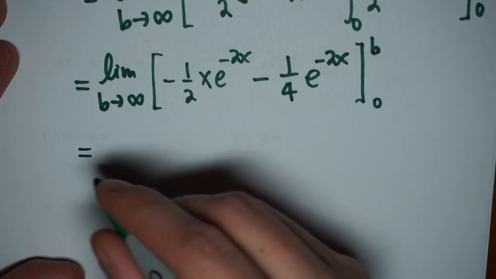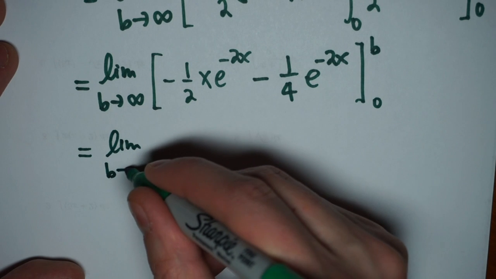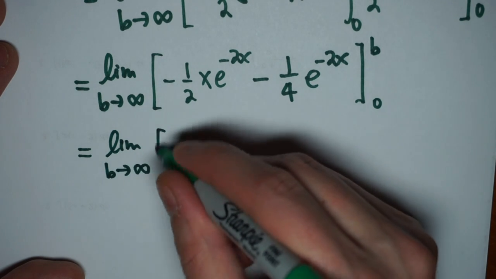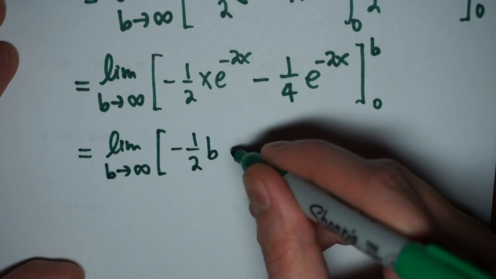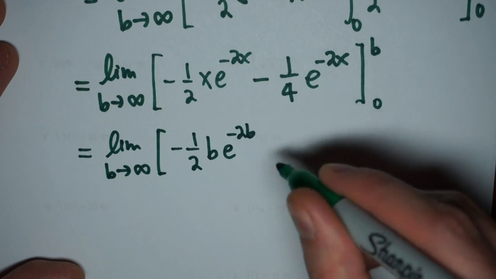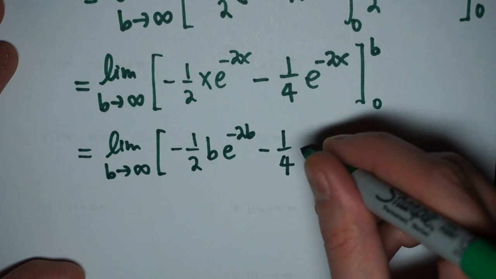So now I'm going to plug in my parts. I'm going to plug in the b and the 0, and then I'm going to take the limit. So I take the limit as b goes to infinity of negative a half b times e to the negative 2b, and then minus a quarter e to the negative 2b.